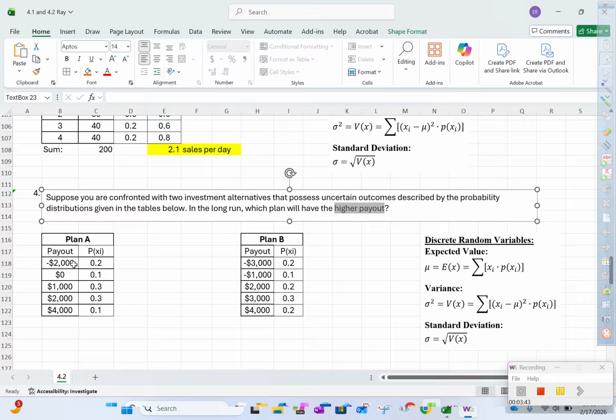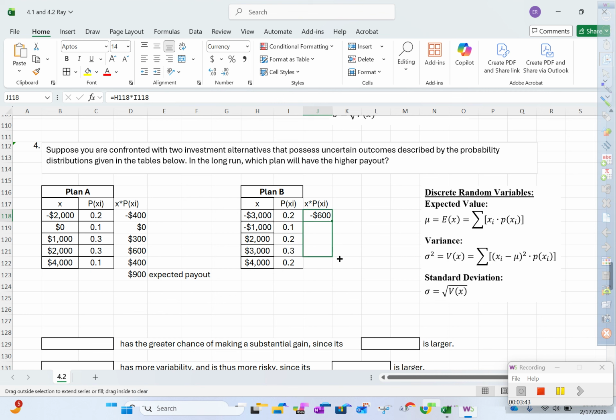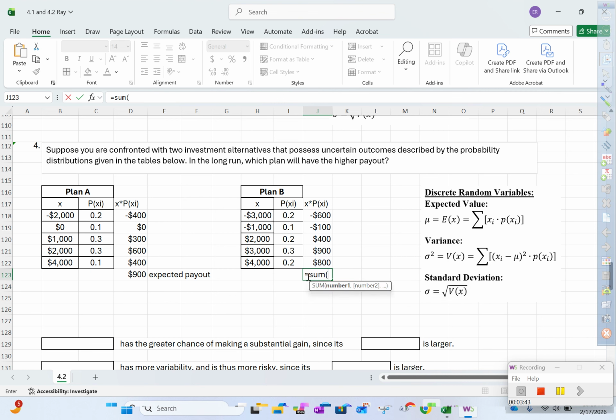We're going to do the same thing for Plan B so we can figure out the higher payout. For this one, again, I'll change that to an X, and we'll do our X times P of X. Grab those values, and then drag them down. So this time, my sum should fall between negative 3,000 and positive 4,000, a little bit lower range here, but it ended up being a higher expected payout.